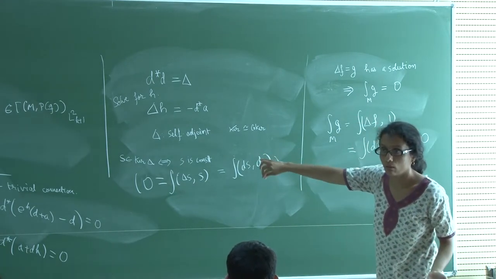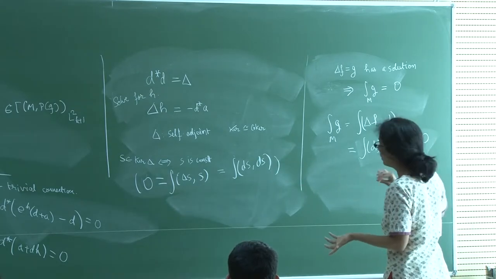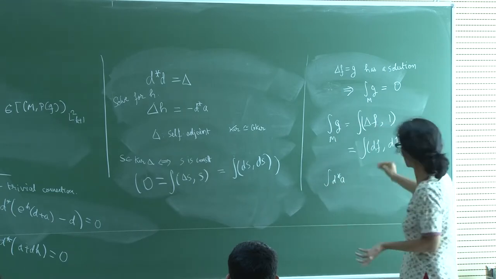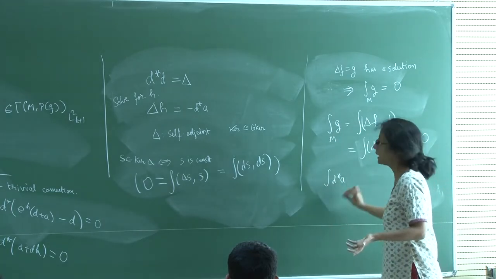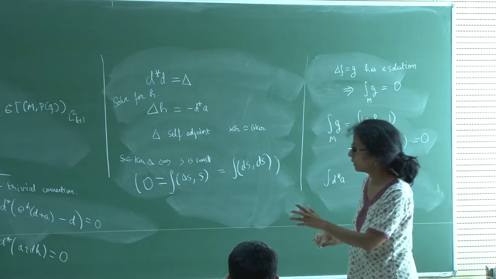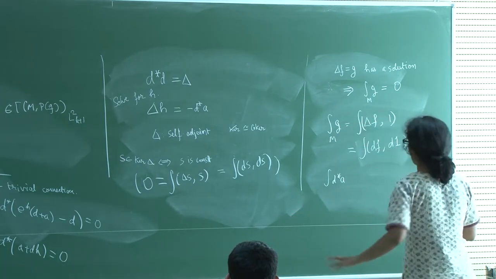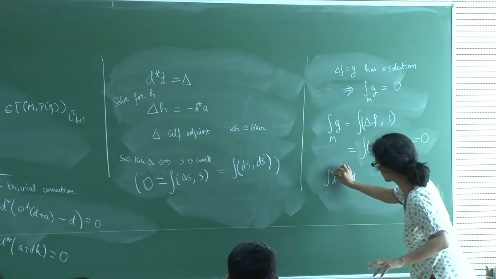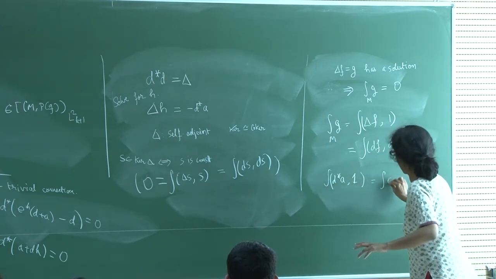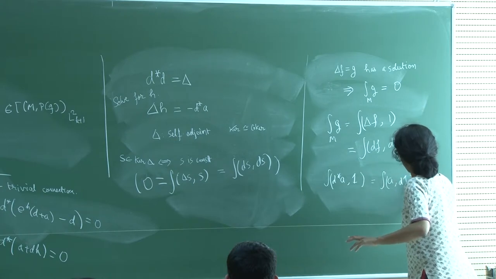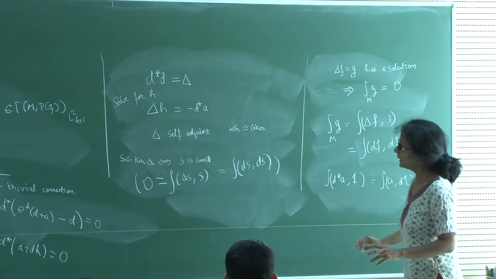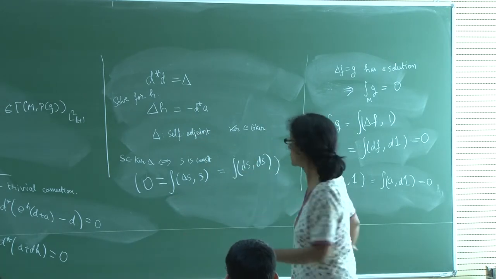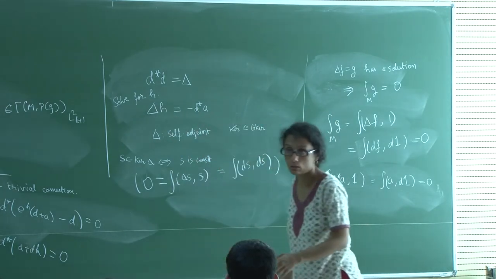integrates to 0. We do the same trick here, D star A. We are still in the real numbers as our target. So indeed, my right-hand side integrates to 0, which means that I can indeed solve for h.